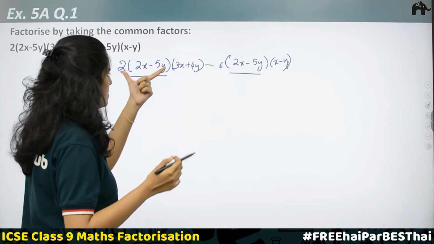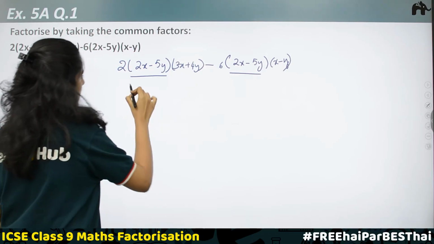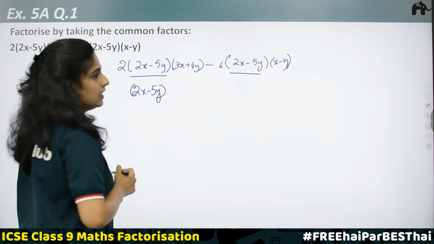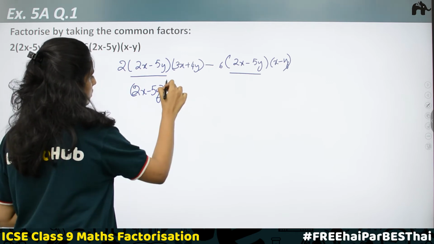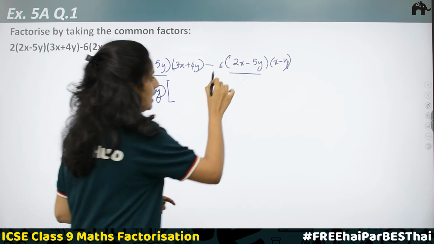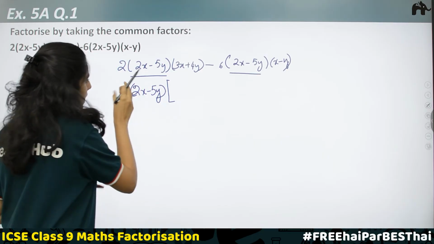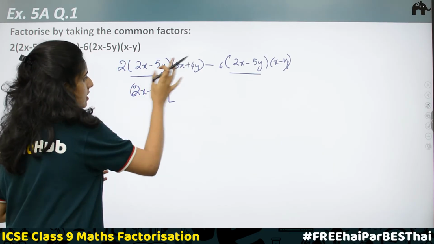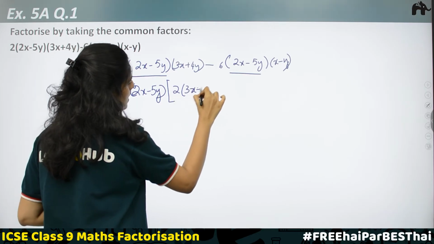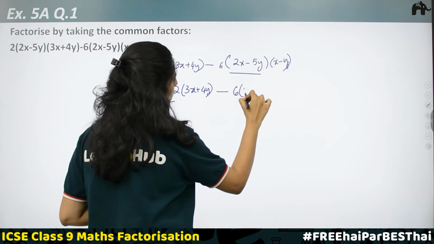So here we have two terms. This is the first term and this is the second term. 2x minus 5y is common. So taking out 2x minus 5y. Is there anything else that is common? Either you can take 2, which is found in the first term, and here we have 6. What is 6? 6 is equal to 3 into 2. So you can take that out, or else you can directly do it. Here the remaining is 2 into 3x plus 4y minus 6 into x minus y.